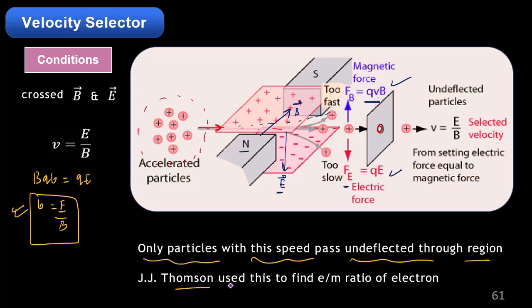Thomson used this method to find the charge by mass ratio of the electron. So this is called the velocity selector. In the velocity selector setup, the charged particle should move undeviated. Undeviated means the forces should be balanced in such a way that there is no deviation, so the particles are moving in a straight path.